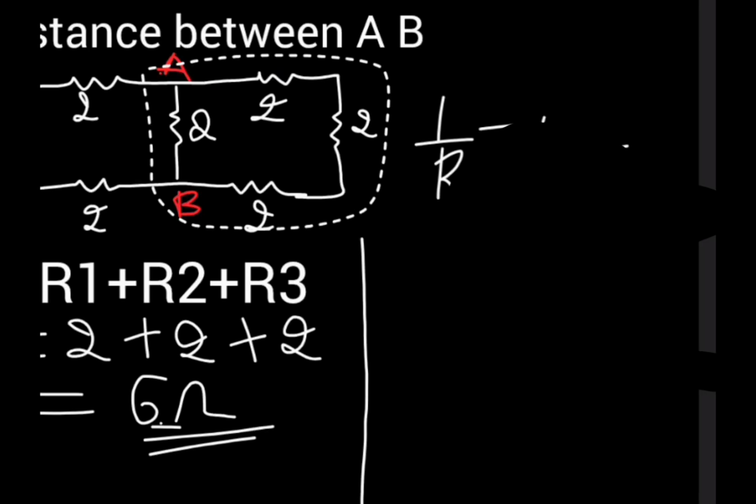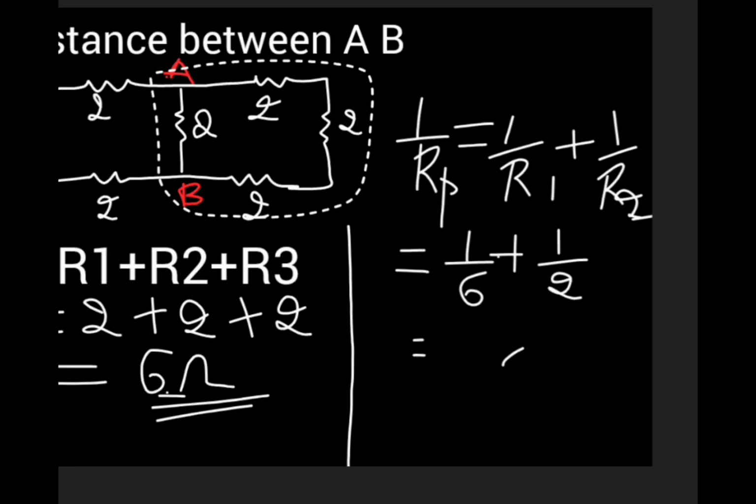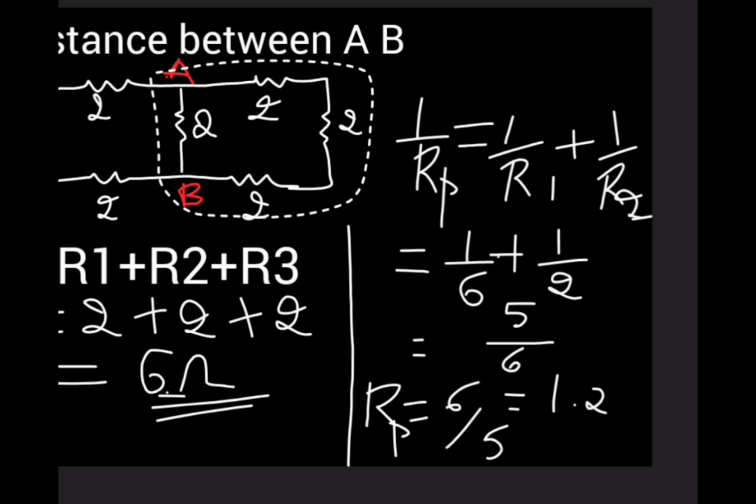Now use the parallel combination formula. That is 1 by Rp is equal to 1 by R1 plus 1 by R2. Now substitute the values. 1 by Rp is equal to 1 by 2 plus 1 by 6. Now the LCM is 6. So in the numerator, we get 3 plus 1. That is 4, so 4 by 6. Then Rp is 6 by 4. After simplifying this fraction, we get 1.5 ohm. So this is the equivalent resistance between A and B.